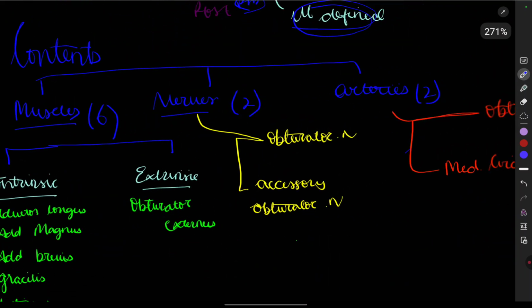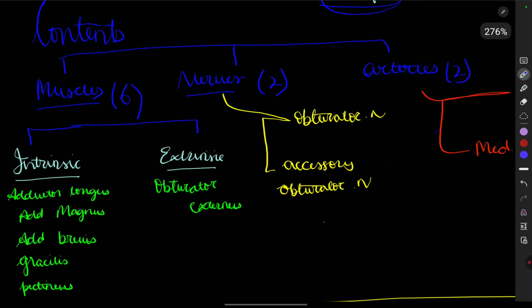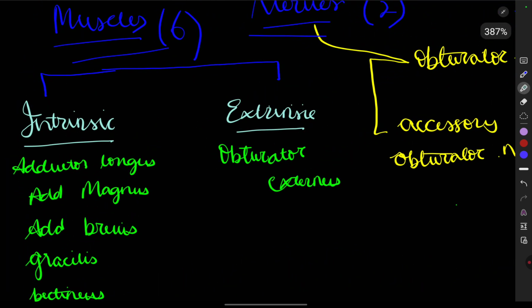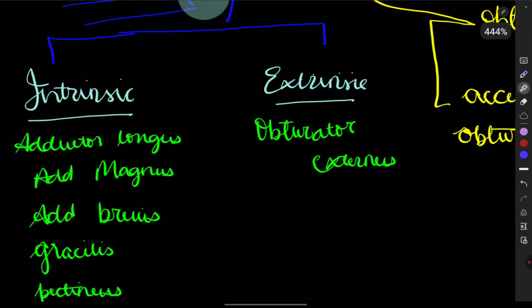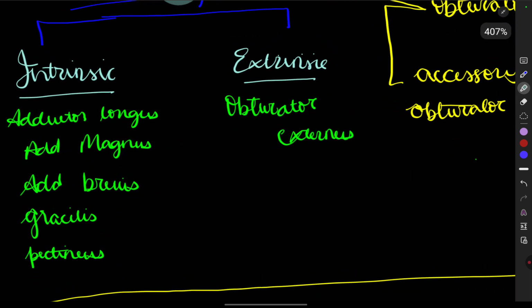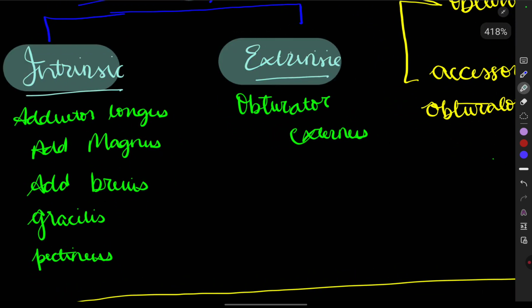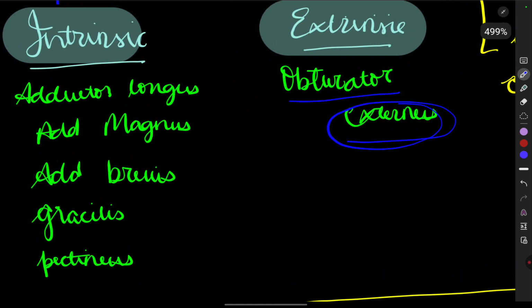Now we're going to see what the contents are. It contains muscles, nerves and arteries, of course. The muscles are 6 muscles. The medial side of the thigh contains 6 muscles, which are divided into intrinsic muscles and extrinsic muscles. There are 5 intrinsic muscles and only 1 extrinsic muscle. How do you remember this? It is very easy, it is in the name itself: the obturator externus. The intrinsic muscles are the adductor longus, adductor magnus, adductor brevis, gracilis and pectineus.